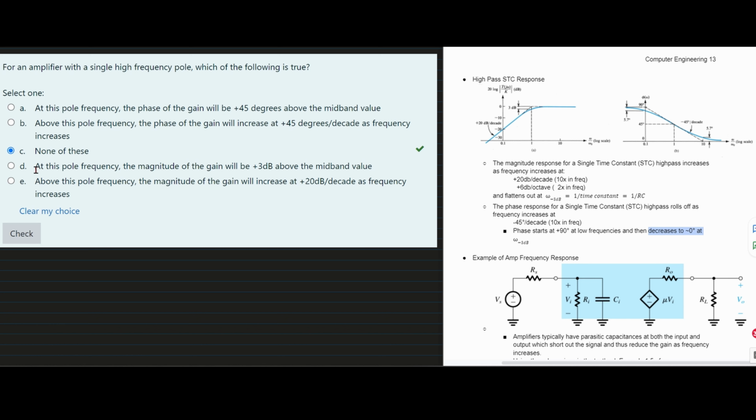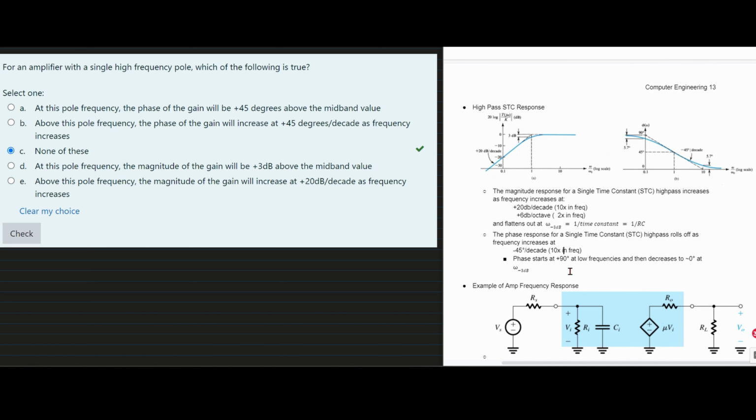So we also have, at this pole frequency, the magnitude of the gain will be plus 3 dB above the mid-band value. And there is a problem with this one, and that is plus 3 dB. The problem with this is we flatten out at negative 3 decibels, and so it's not a plus 3 dB. It's a negative 3 dB here.